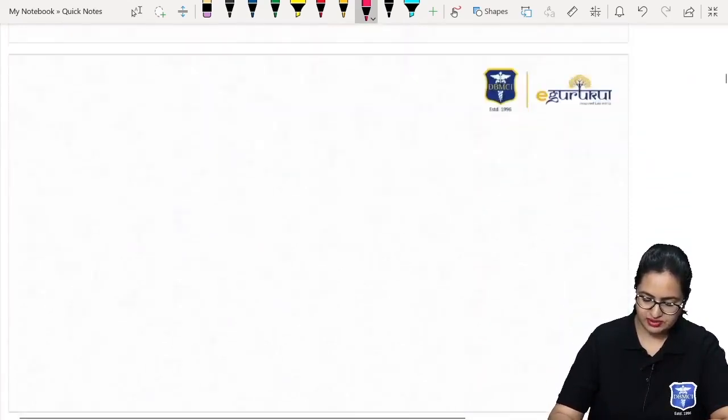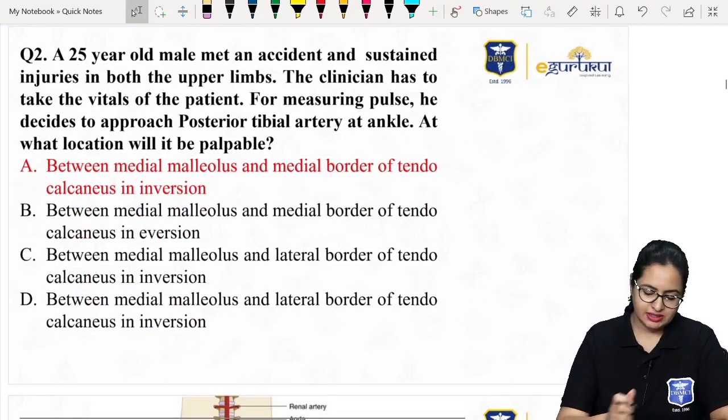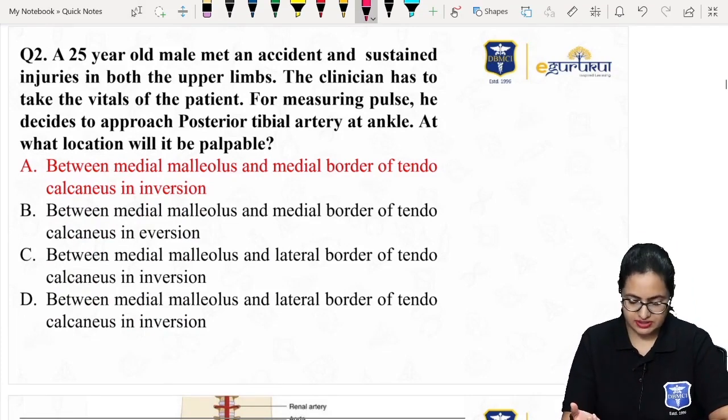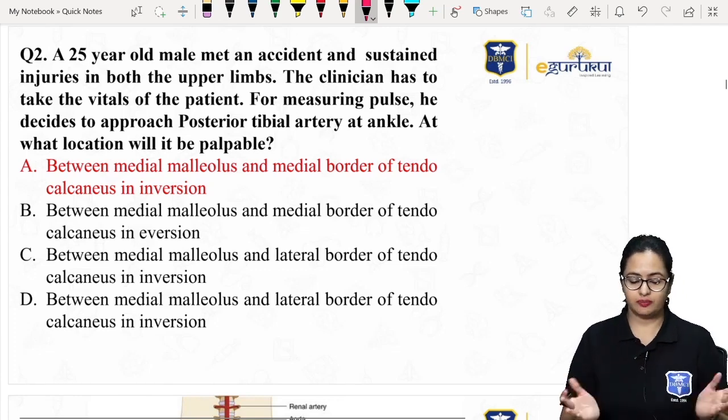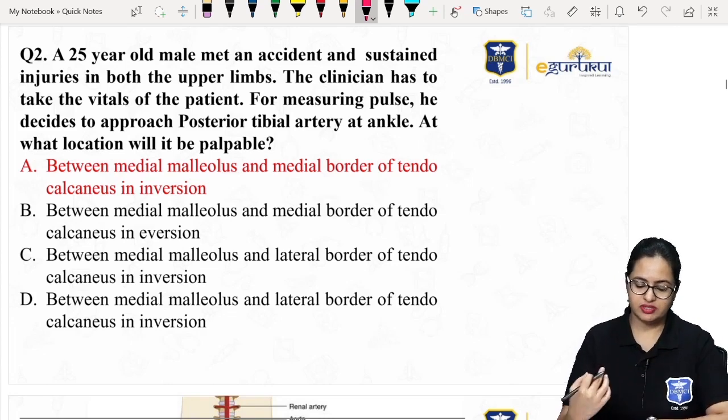Now coming to next question. Okay, this question says that a 25-year-old male met an accident and sustained injuries in both of the upper limbs. So now the clinician has to take the vitals of the patient. For this, he will be taking a pulse.